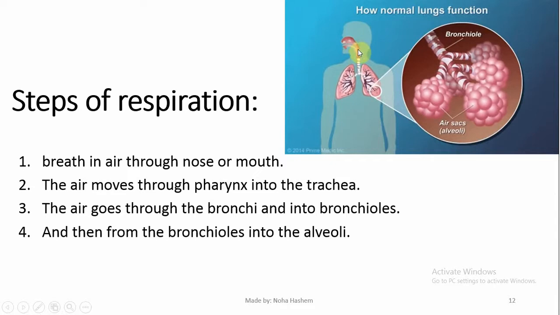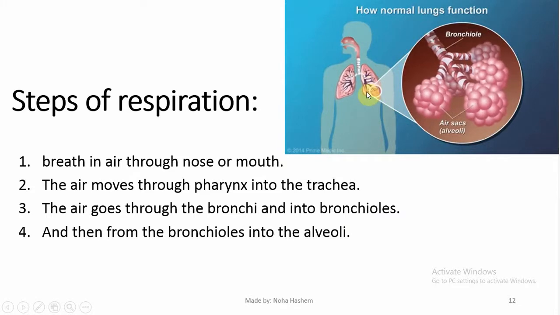And then the air moves into the trachea, and the trachea goes into two branches, and we call the two main branches in here bronchi. And the single one of those is called bronchus. And you can see these small branches inside the lungs, and those branches are called bronchioles. But till this part, no gas exchange is going on.